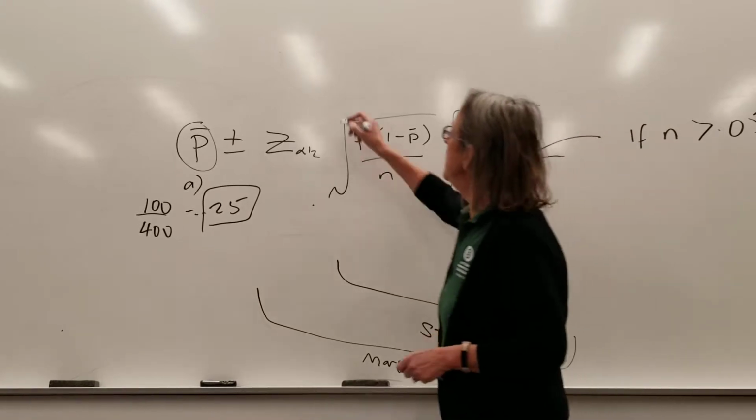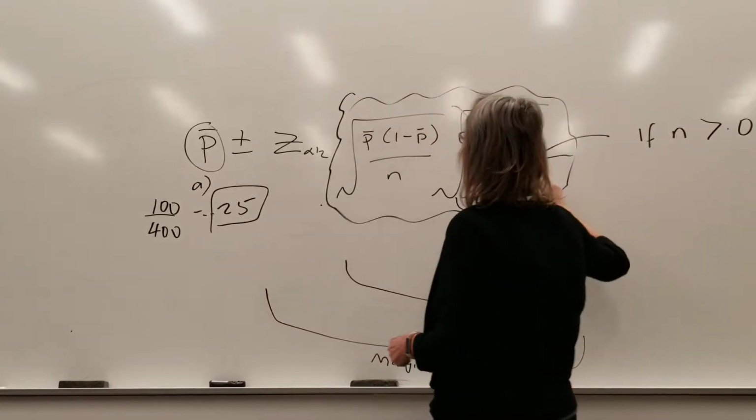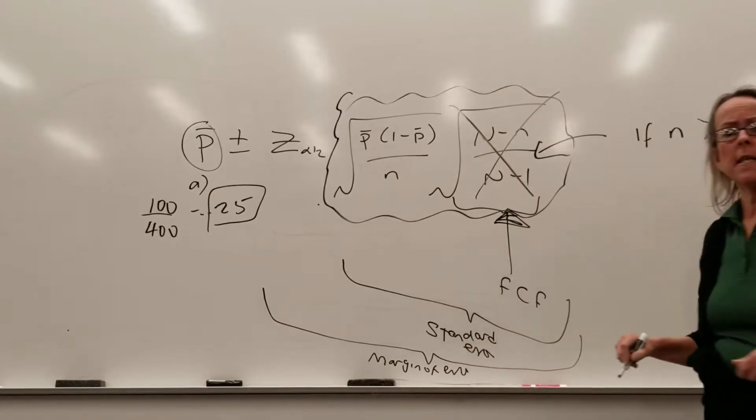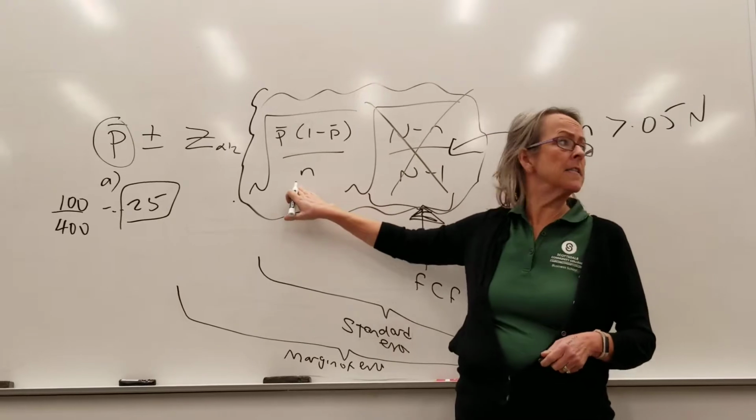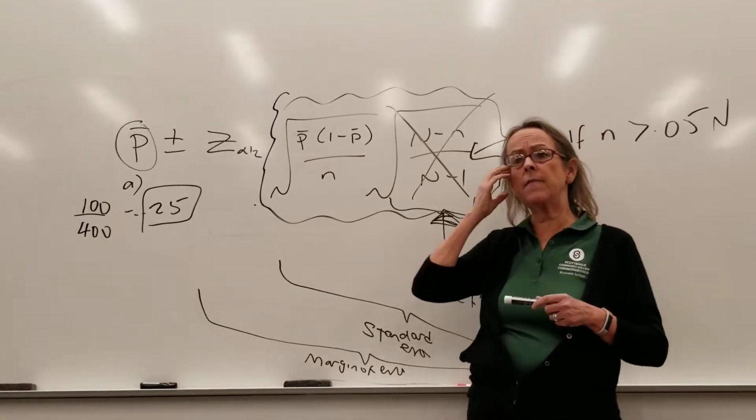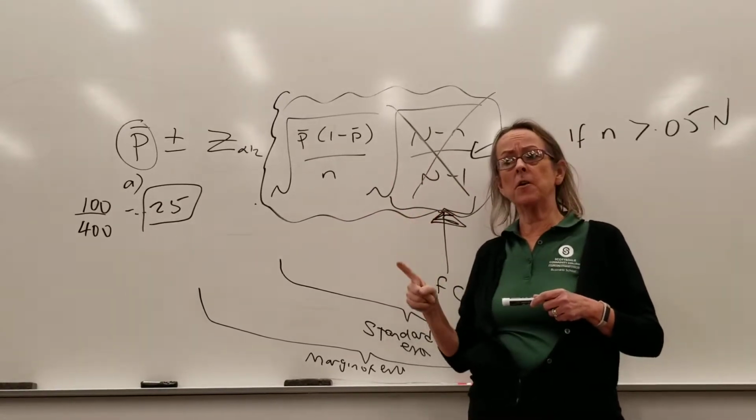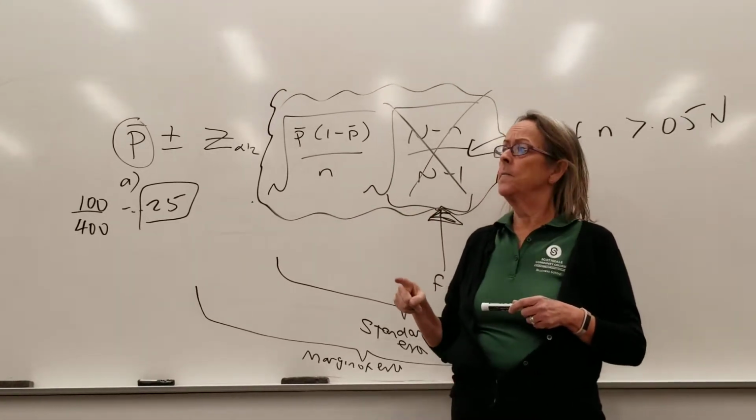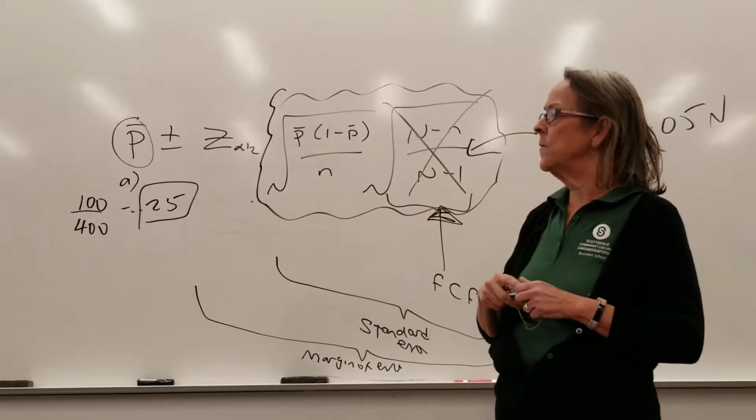So I'd only be interested in this bit. Okay, you do not have big N, therefore you cannot use that part. So for the standard error, the answer to B is 0.0217, because B asks for the standard error, not the margin of error. Okay. Then C says compute the confidence interval.